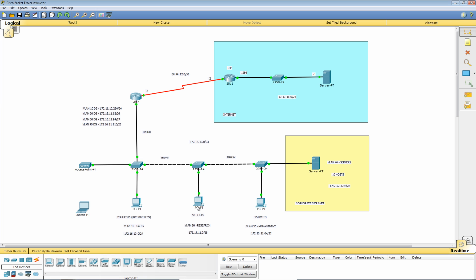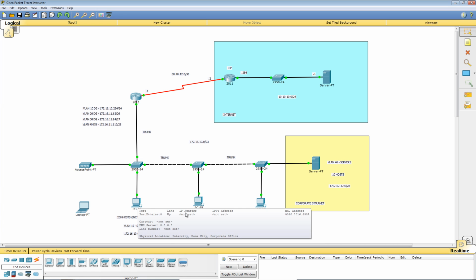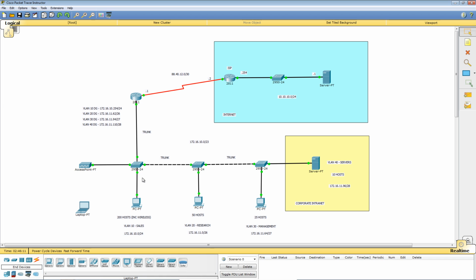One pool per subnet. We will not create a pool for the servers, of course, because they will be using static addressing. So for the sales subnet, the research subnet, and the management subnet, we'll create DHCP pools. What are the network addresses we'll use? They're already on the board. 172.16.10.0, 172.16.11.0, and 172.16.11.64. What are the default gateways we need to use? Again, they're already on the screen there.